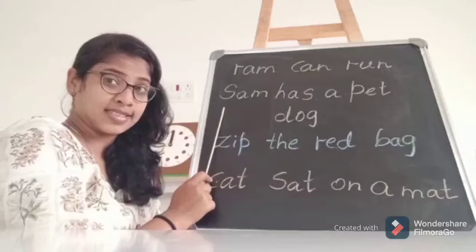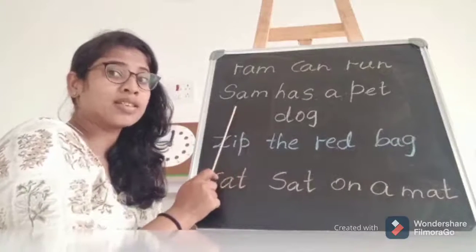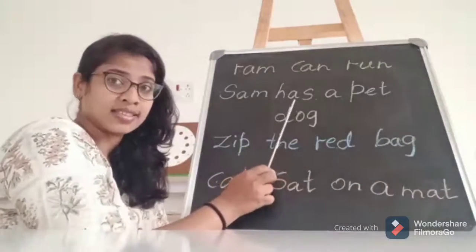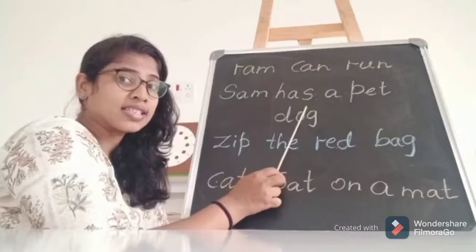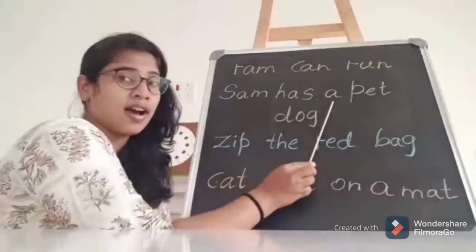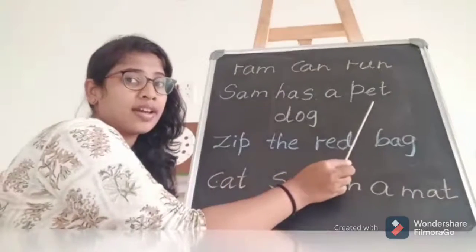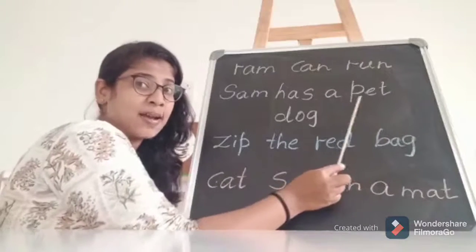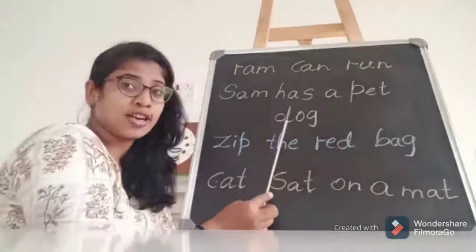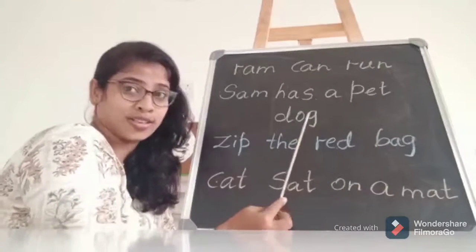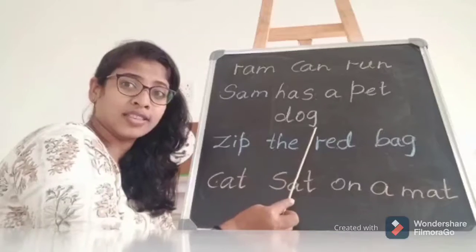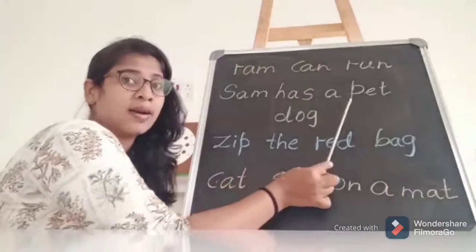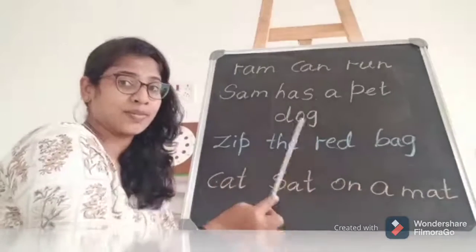Sam. Has. A, pet. P, e, t, pet. D, o, g, dog. Sam has a pet dog.